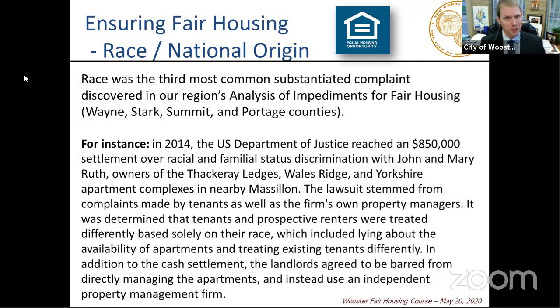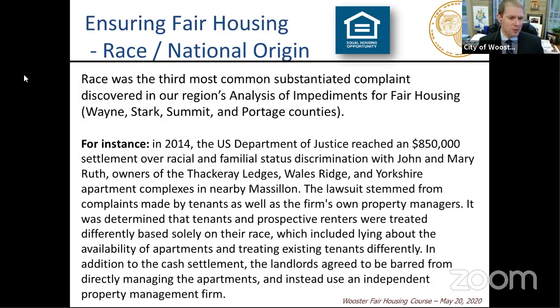These are larger apartment complex communities, and these were based in Massillon. The lawsuit stemmed from complaints made by the tenants as well as the firm's own property managers. It was determined that tenants and prospective renters were treated differently based solely on their race, which included lying about whether or not apartments were available and treating existing tenants differently.